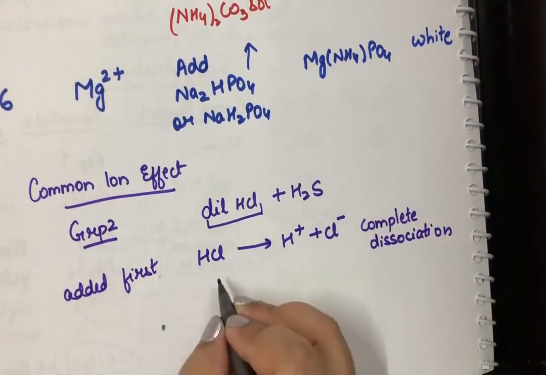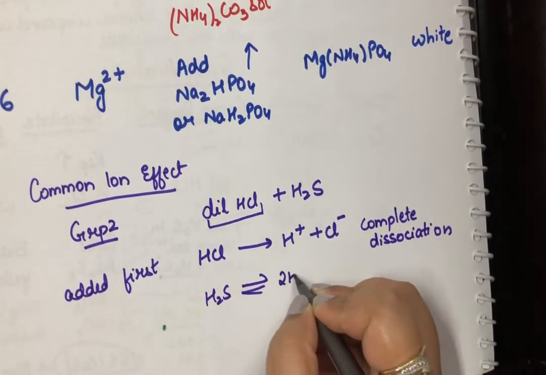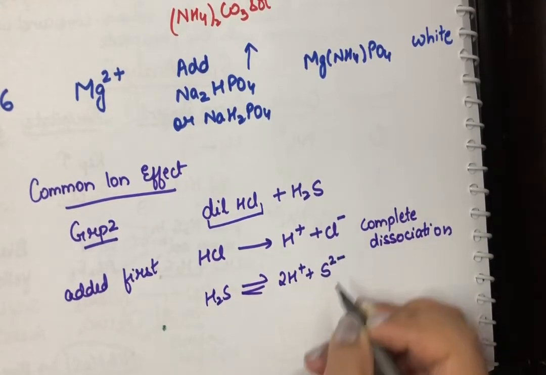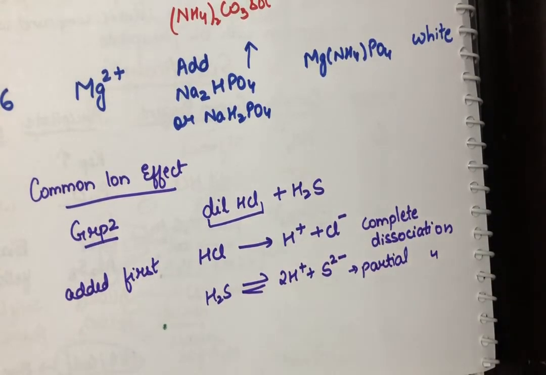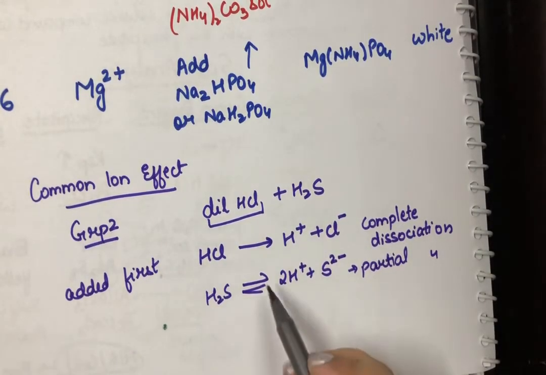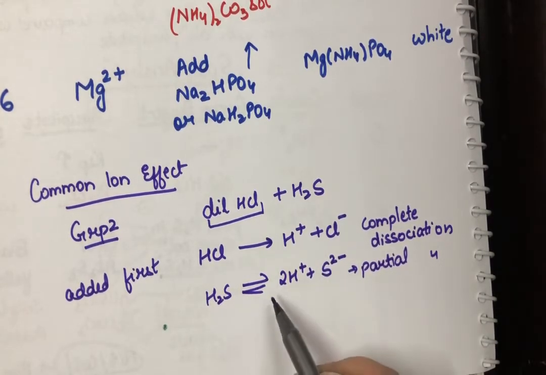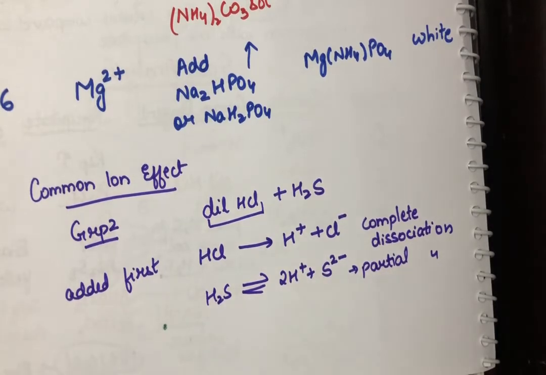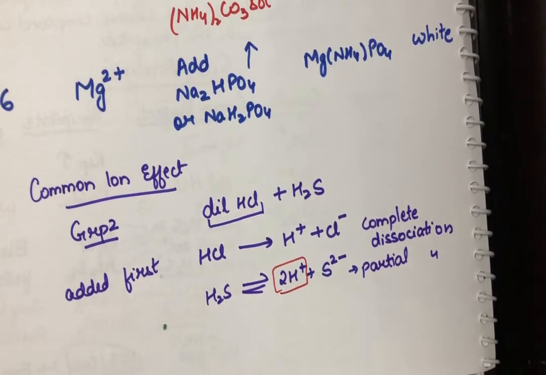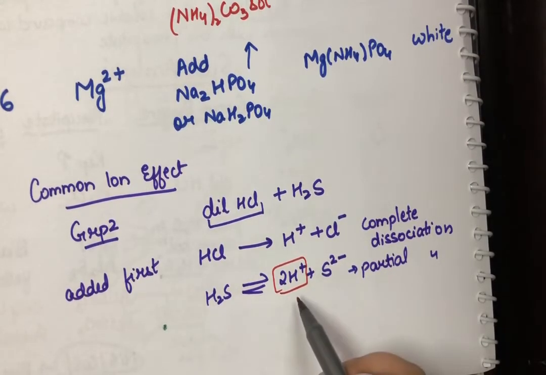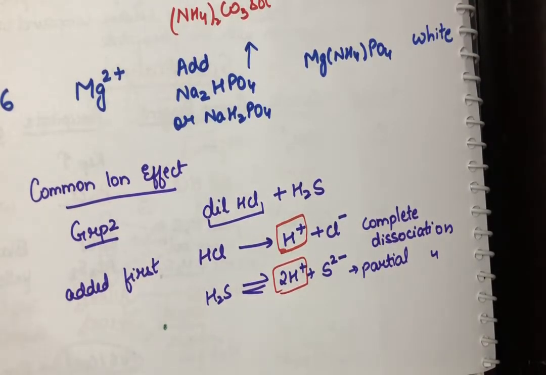After HCl has been added, you add H2S, and we know H2S is a weak electrolyte, so it dissociates into 2H+ and S2-, which is partial dissociation. This equilibrium sign denotes that it is not completely dissociated, and this equilibrium is also affected by the presence of H+ from HCl. Once you added H2S, an equilibrium is set up between the 2 H+ ions and the H2S, and there are also H+ ions present from the dissociation of the HCl that you added earlier.